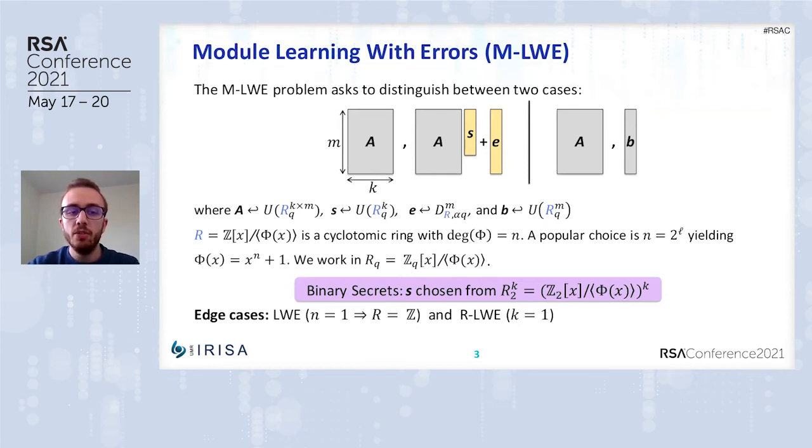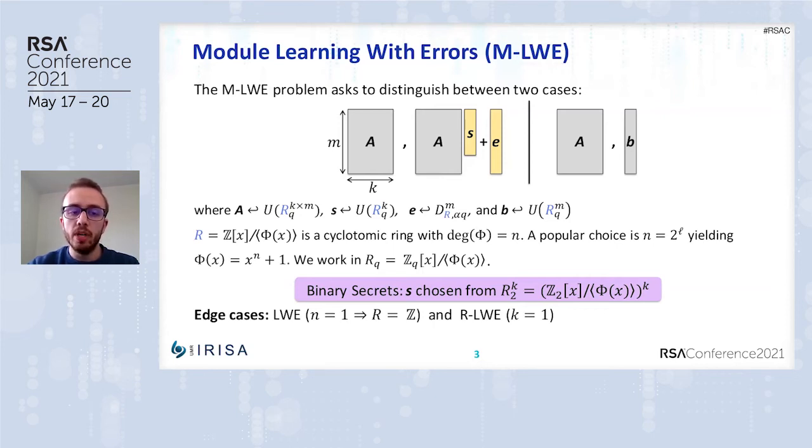So you're given a uniformly random matrix A with M rows and K columns. M is called the number of samples, and K is the so-called module rank. You're also given a vector B of size M, and the MLWE problem asks you to decide whether B is uniformly random without any specific structure to it, or if it is of the form AS plus E, where S is a uniformly random secret vector and E is an error vector following a Gaussian distribution.